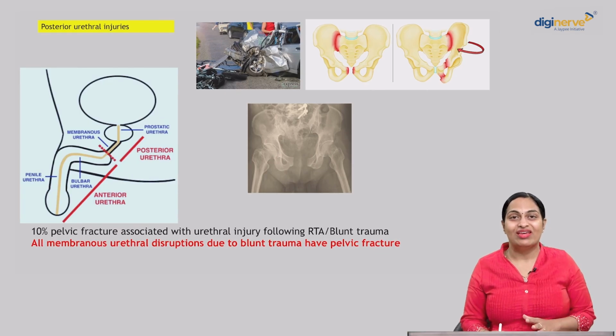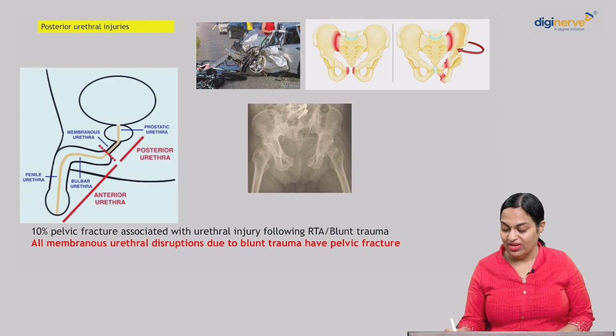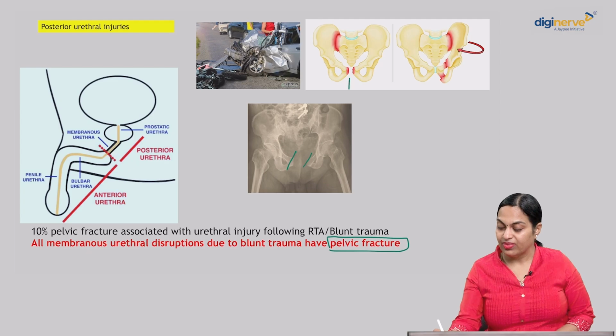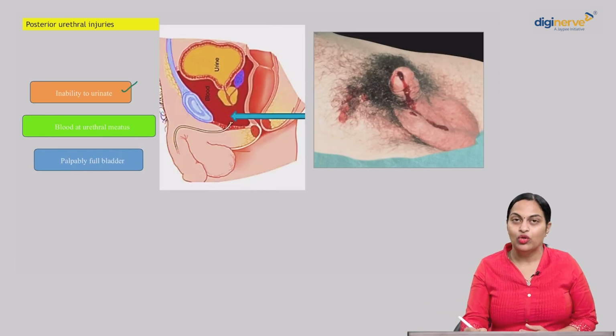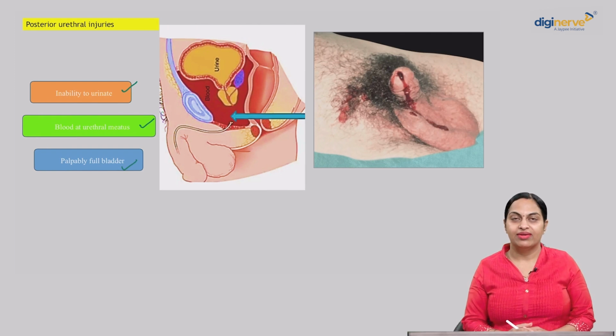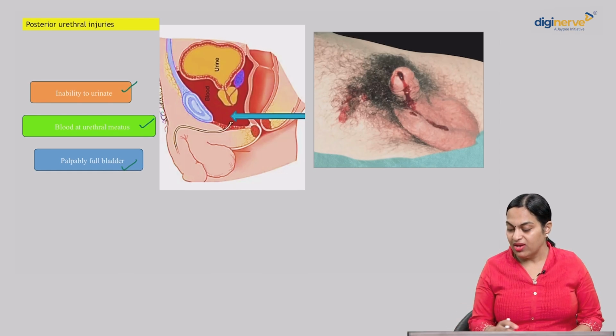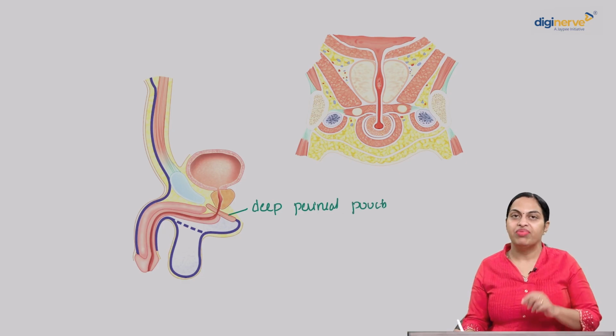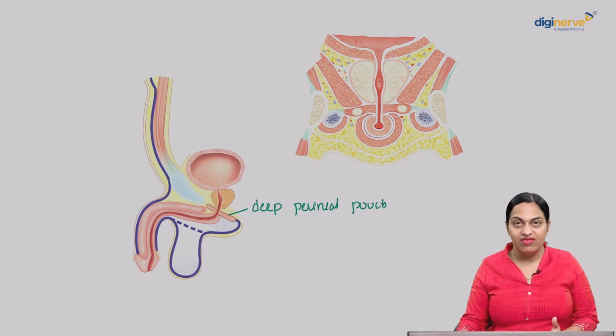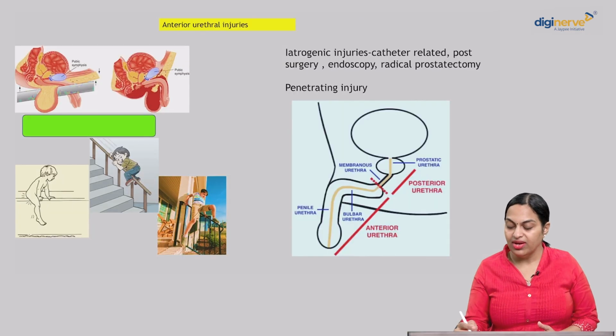Posterior urethral injuries are always linked to or associated with pelvic fractures. And it presents with a triad of symptoms: inability to urinate, blood at the urethral meatus, and a palpably full bladder. So when there is rupture of the membranous urethra, I've told you, the urine will collect in the deep perineal pouch. Rupture of membranous urethra: urine will extravasate into the deep perineal pouch, right?